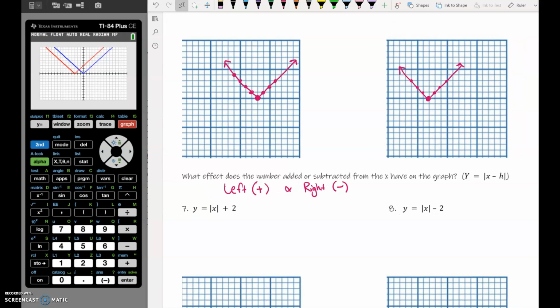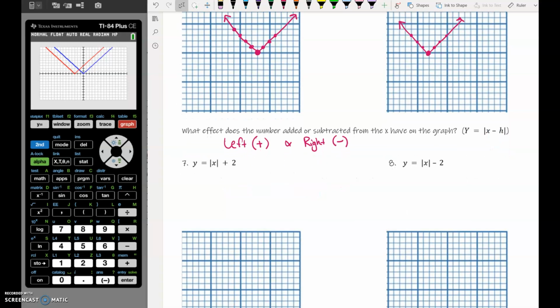Now we're going to look at going outside of the absolute value bars. What happens if you add or subtract numbers outside of the absolute value bars? So this time I'm going to get rid of the plus 3 inside there. Oops. I want absolute value of x, and then I want plus 2. What do you guys think is going to happen?